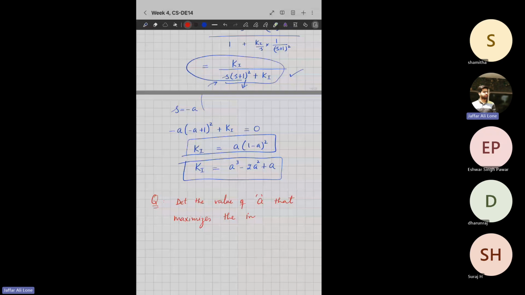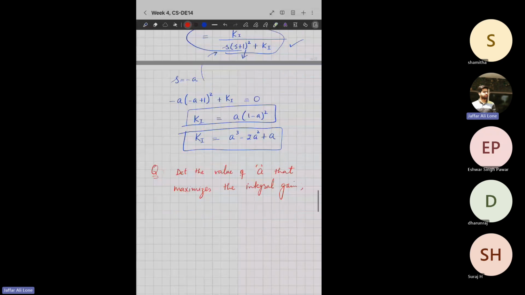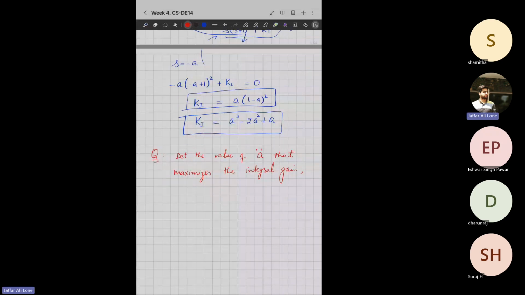Or in other words, it is saying find the value of A such that the value of Ki is maximum. See, this question, but you will then think, oh, from which part they're asking this question. This is basic mathematics, right? So they are saying, when will the value of K be maximum? At what values of A? So what you will do, you will differentiate dK over dA.